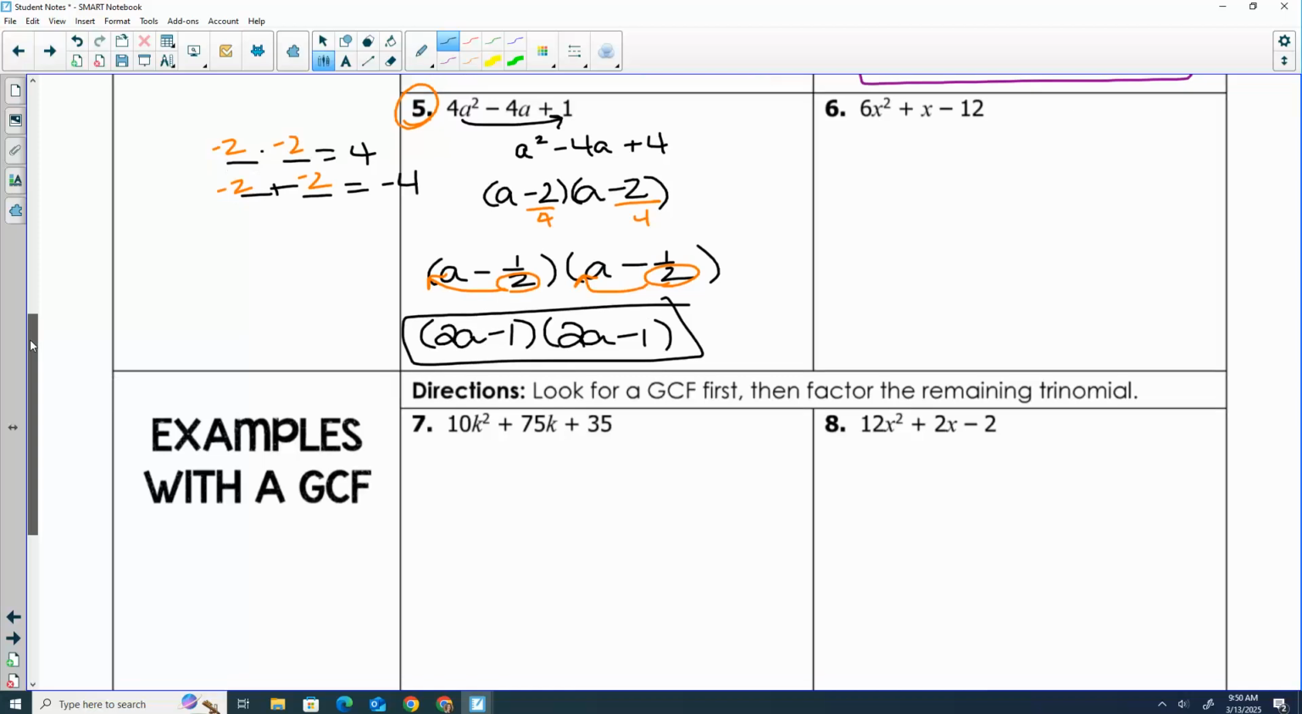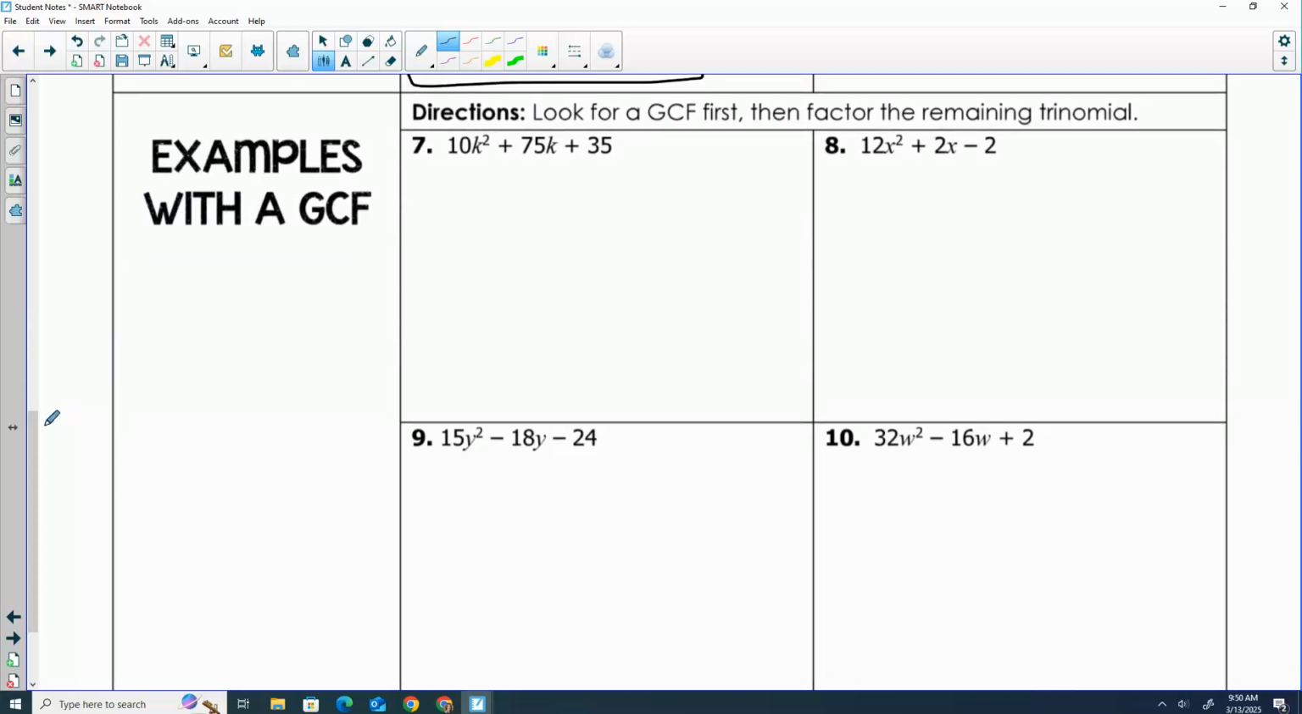I want to take a look at question 7. This one is a little bit different. So everybody take a look here. What do you notice about 10, 75, and 35? We have had problems where we had greatest common factors and had to do another step after that. This is the first one we've had with these trinomials, but we've encountered it with all of the other types. So I'm going to take out the 5, so that 5 goes in front.